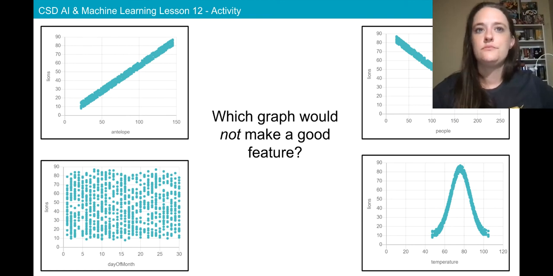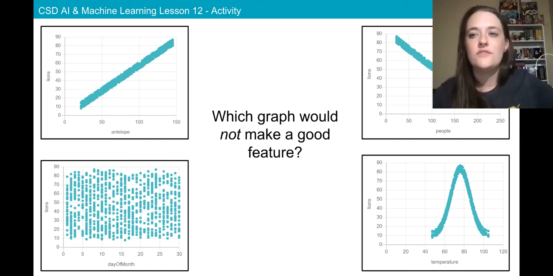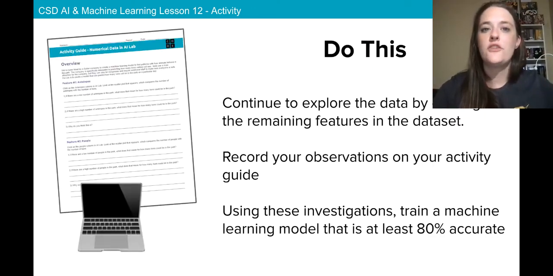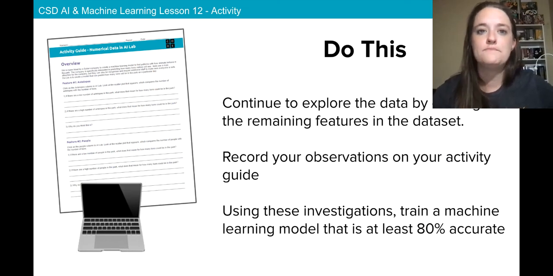So, we can use AI Lab to train a machine learning model to predict how many lions we'll see when visiting the park. We want to make sure we can use features that have a relationship with our lions. Based on the ones we've seen so far, we know that the day of the month has no relationship with our lions and would not make a good feature. Okay?